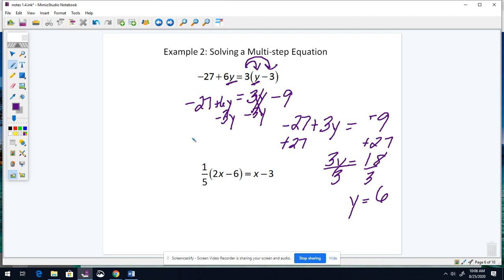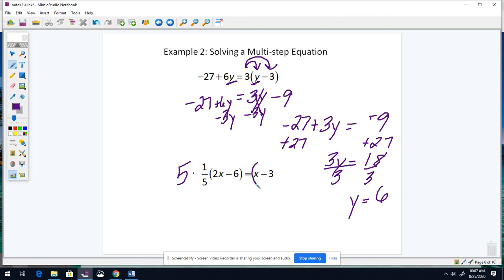Something like this, there's a couple ways to do this one. You can distribute if you want. One thing I often do with fractions is if I can find a way to clear that fraction, meaning basically get rid of any fractions in my problem, it would make life easier for me. So I'm actually going to do that. I'm going to multiply everything here by the reciprocal of 1/5, which is 5.